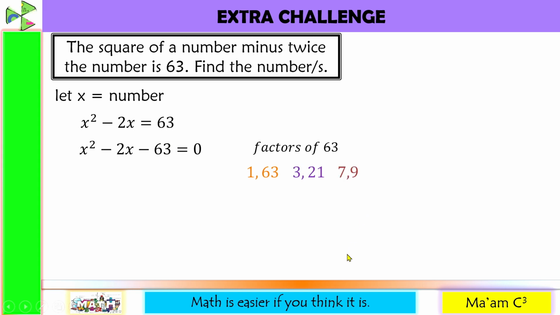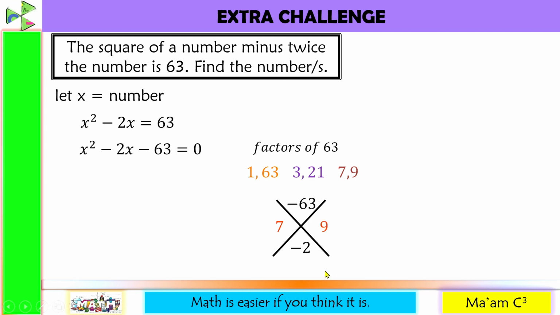Now let us bring out our magic x. What do I write on the top? The constant term, negative 63. How about at the bottom? The numerical coefficient of the linear term, and that is negative 2. Now, I'm going to choose which among these three factors will possibly give me negative 2 when I add them. I suppose your answer is 7 and 9, and that is correct.